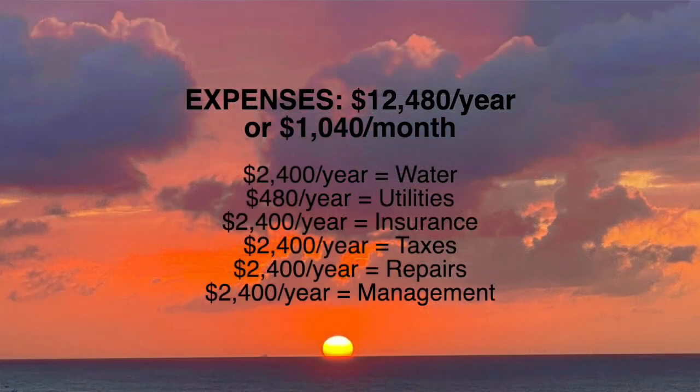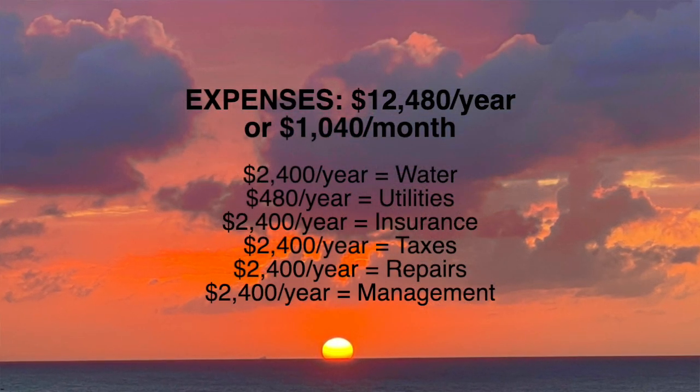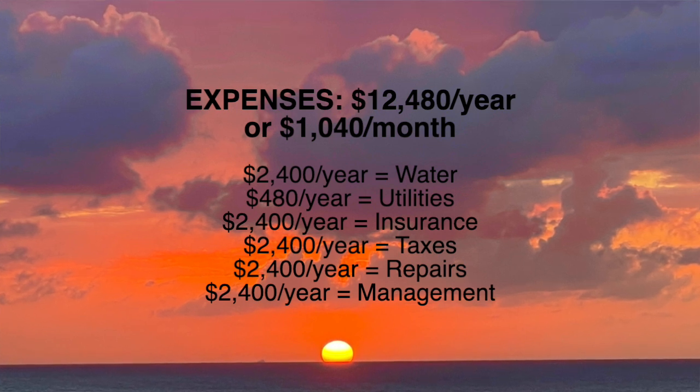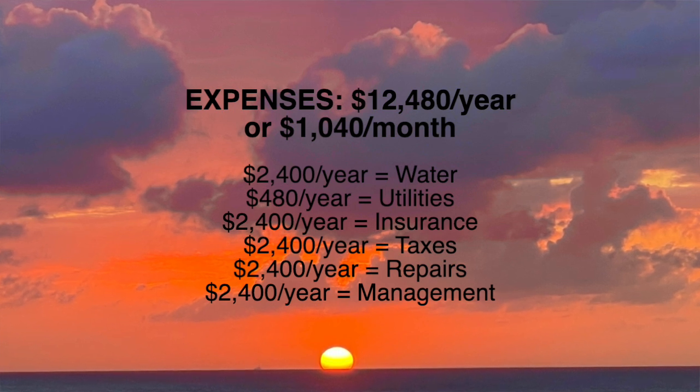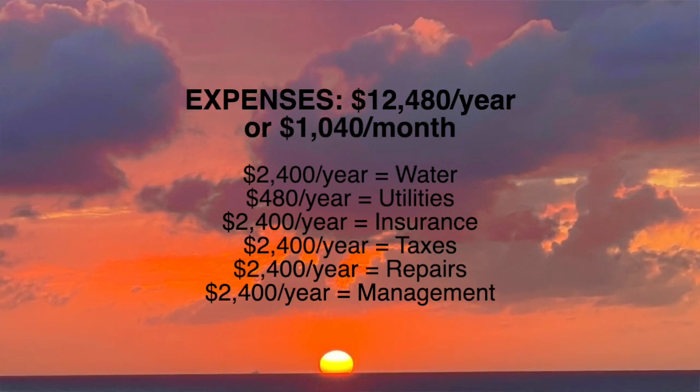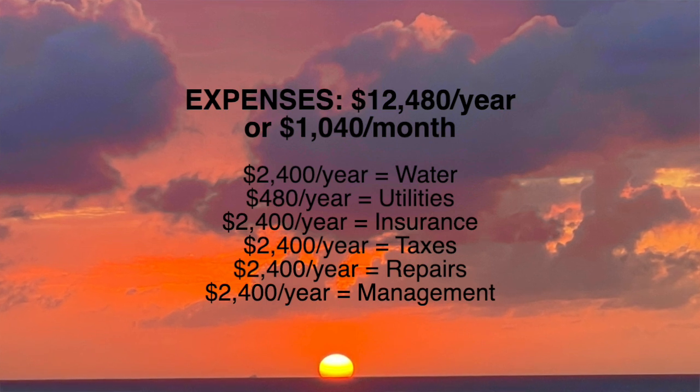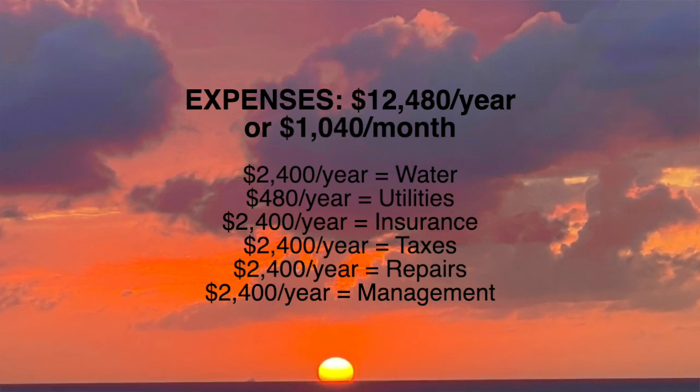So you're going to have your water, your utilities, your insurance, taxes, repairs, basic maintenance, and management fee. I want you to figure out your management fee into your deals because I want you to think like an investor. Okay? So if I totaled all of this up, you figure out the annual that it will cost you, then you divide by 12. So our annual expenses for this model is going to be $12,480. If I divide that by 12, it's going to be $1,040 a month.